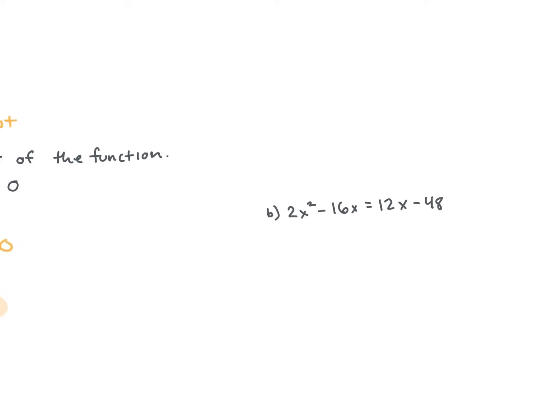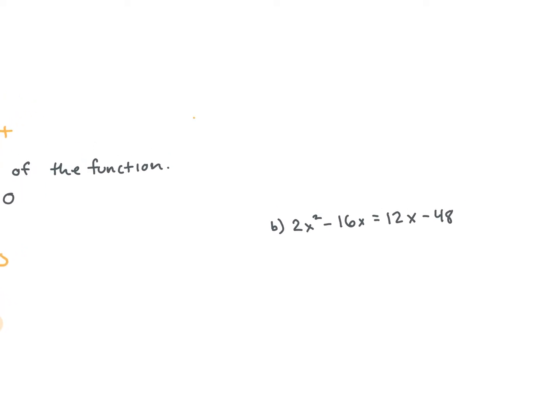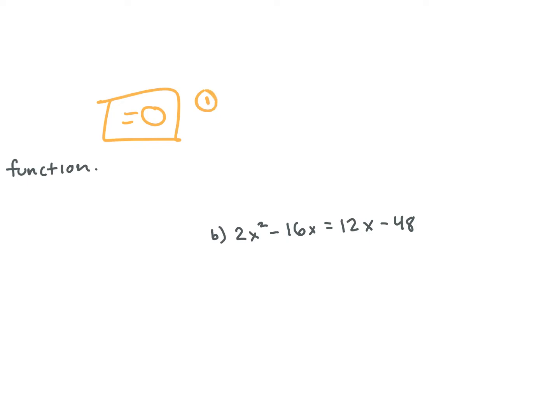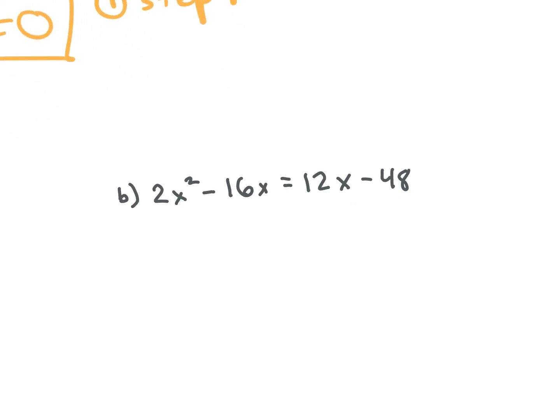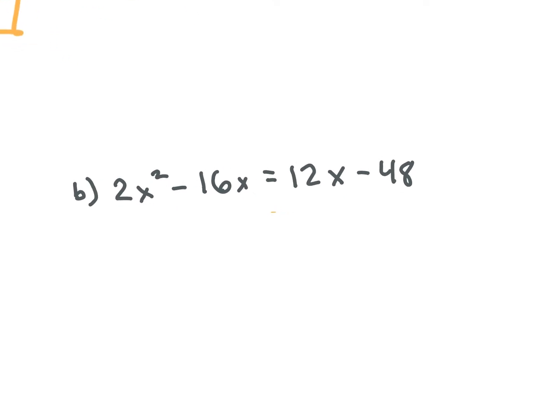For B, before we can factor, we have to have it be equal to 0 to start. So I have to move all of my terms to one side. This is always step 1, have it be equal to 0. So how can I move all my terms to one side? I'm going to subtract 12, move that over to the left side so it'll cancel out. And I can also add 48.